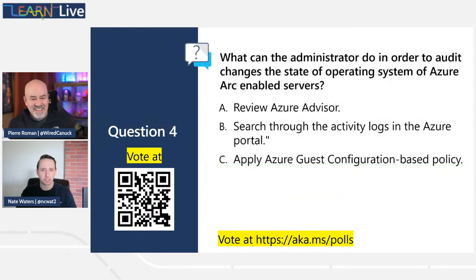All right. And our next question. What can the administrator do in order to audit changes to the state of the operating system of Azure Arc-enabled servers? Do you think you would check Advisor, search through the activity logs in the portal, or apply the Azure guest configuration based policy? Well, in a way, you could do all three.